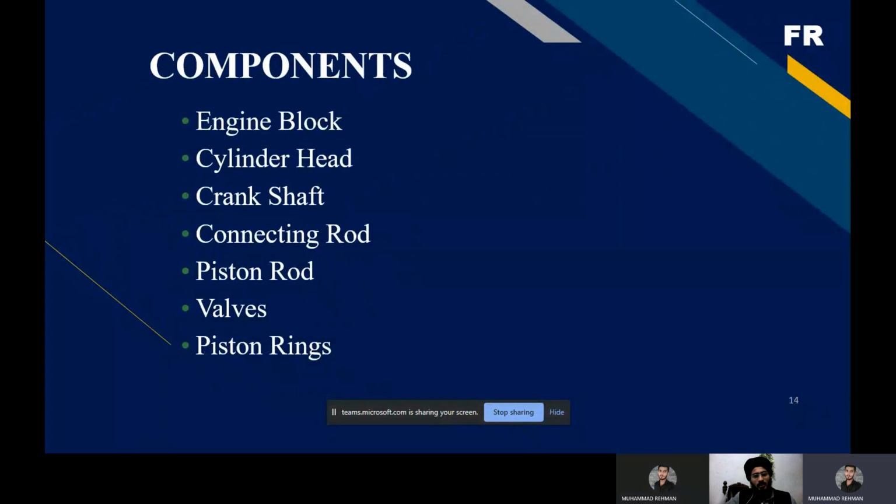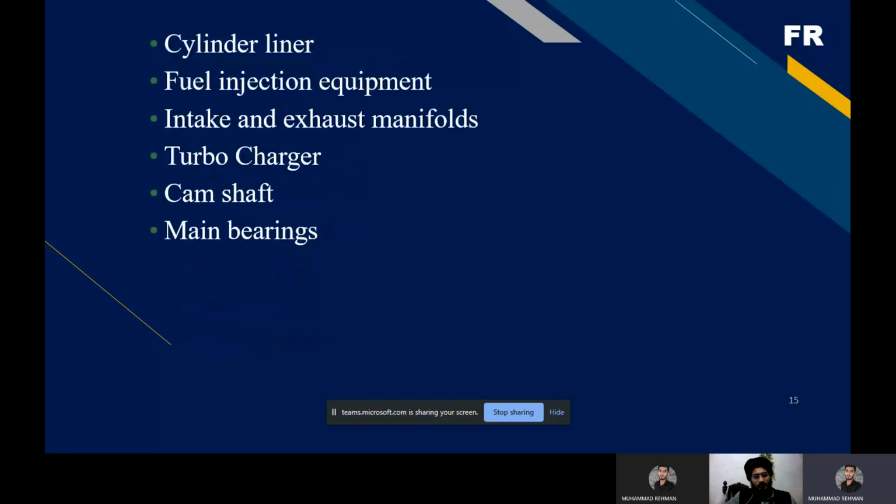Now, these are the basic main components of the Wartsila engine. First of all, there is the engine block, then the cylinder head, then the crankshaft, and there are many others. We will discuss them in the next slide. And these are a few other components.